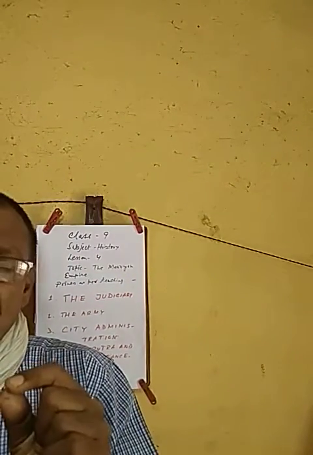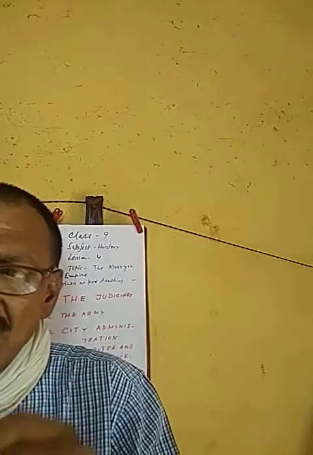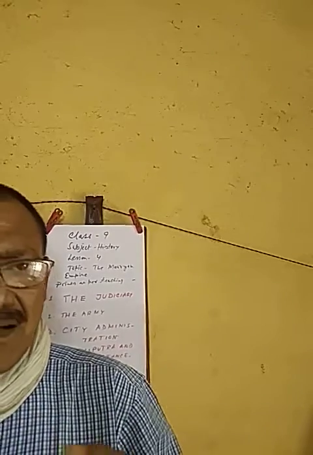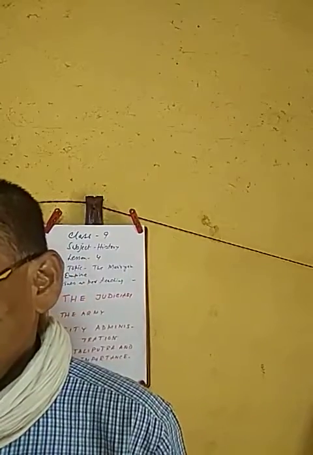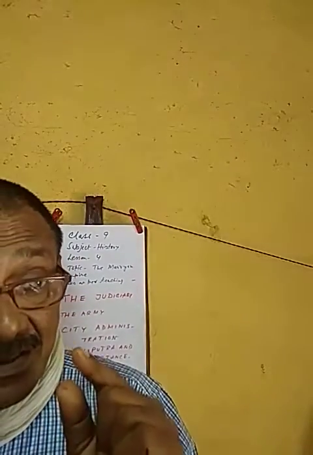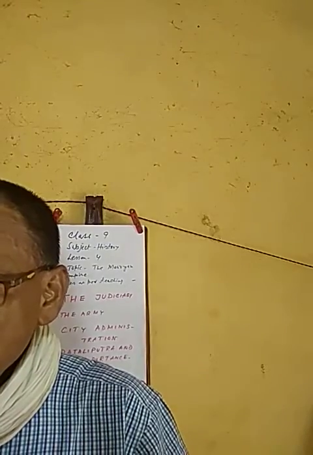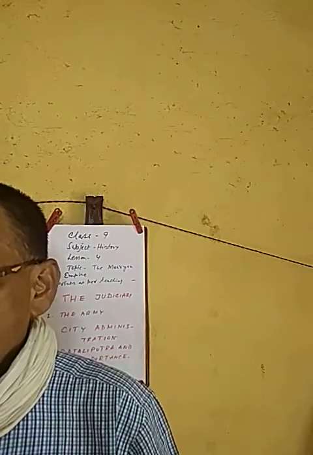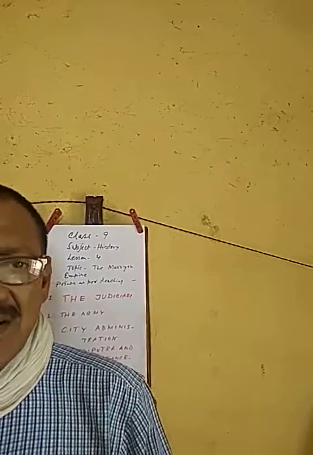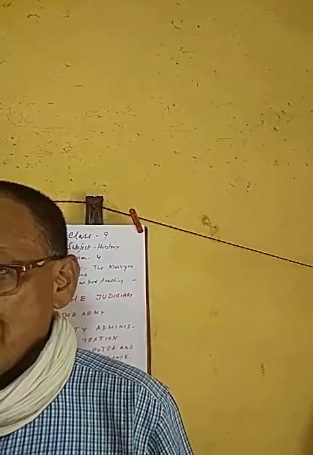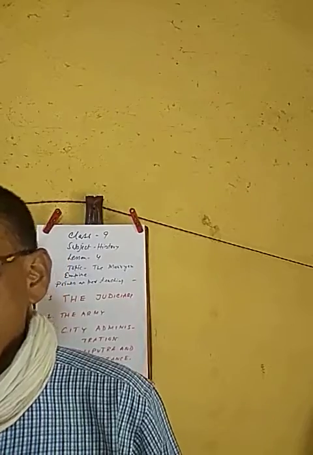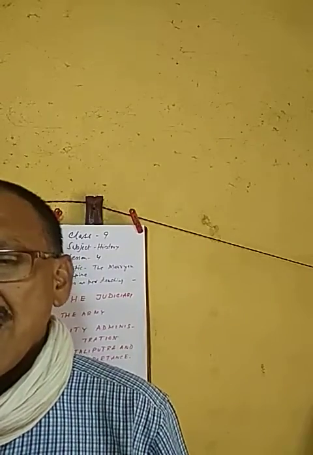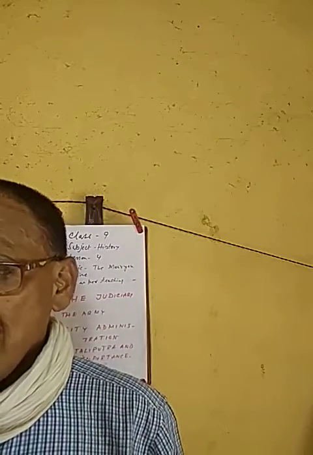Apart from this, I would like to add one point: why was that system introduced by Chandragupta? Which system? The city administration was introduced by the emperor himself. It was a separate administration. And the king himself formed a committee of 30 members. By whom was the committee of 30 members formed? By the king himself.